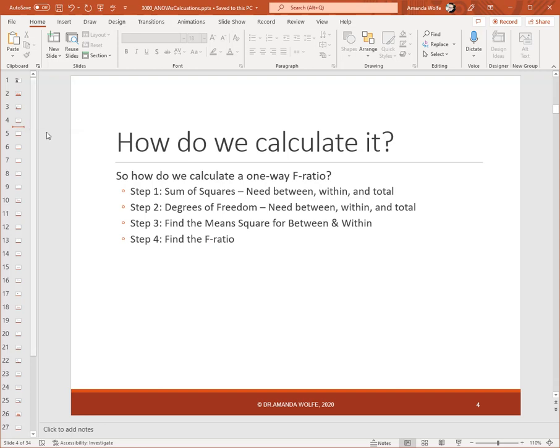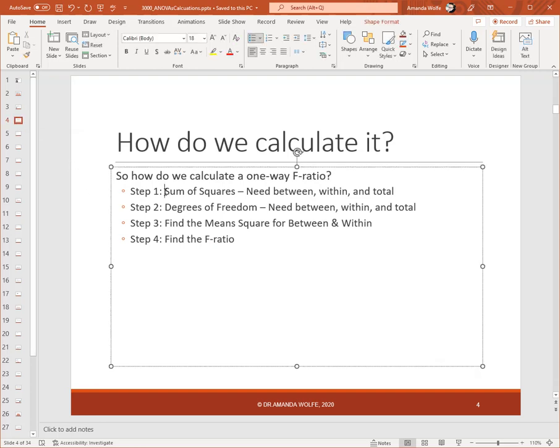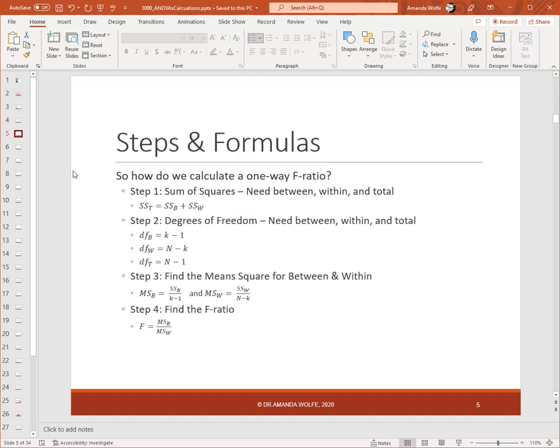So ANOVAs have 4 steps. We need to have all of the sum of squares, so we need the between, within, and total. We need to fill in our degrees of freedom, so we need, again, between, within, and total for the degrees of freedom. We have to find our two mean squared, the between and within. And then the last step is we divide for the F ratio. Here's just, again, a repeat slide with our formulas organized for you. This way, again, you have several areas where you can get all the formulas that you need.